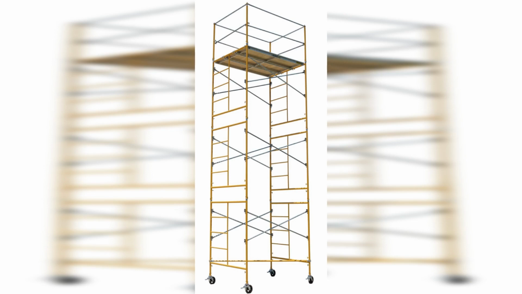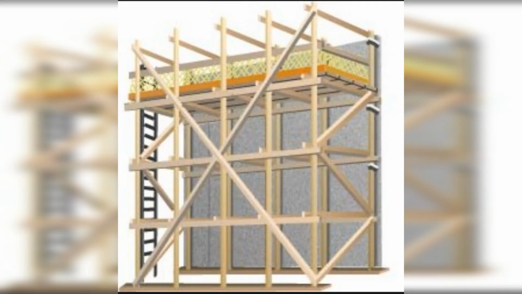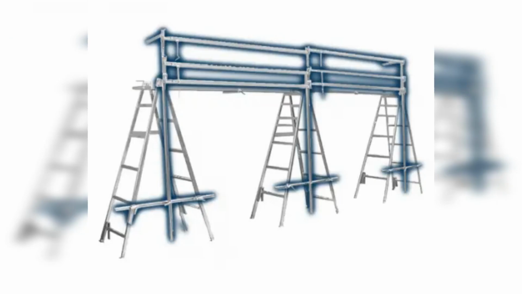7. Single pole scaffolding. This type of scaffolding is supported by a single vertical pole and is commonly used for smaller projects such as painting or plastering. 8. Double pole scaffolding. This type of scaffolding is supported by 2 vertical poles and is similar to single pole scaffolding, but can support more weight and is suitable for larger projects. 9. Trestle scaffolding. This type of scaffolding consists of a series of trestles, supports, and planks that are used to create a working platform. It is commonly used for painting, plastering, and other small projects.